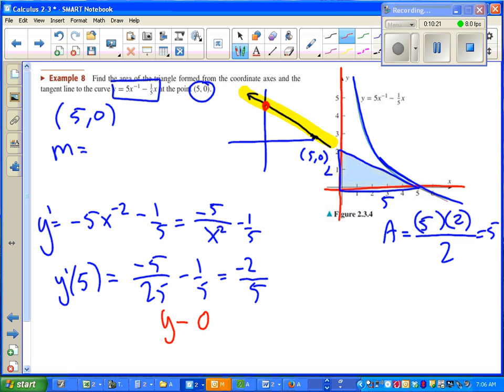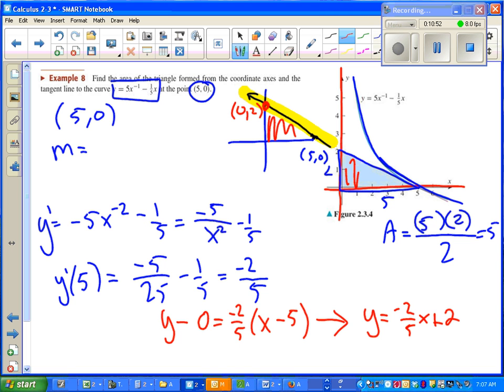y minus y1 equals m. We know what m is. x minus x1. If you're not sure where I got this x1 and y1, look back up at the original problem. We end up with y equals negative 2/5 x plus 2. So we now have our y-intercept, (0, 2). That's enough information to help us find the area of this triangle.